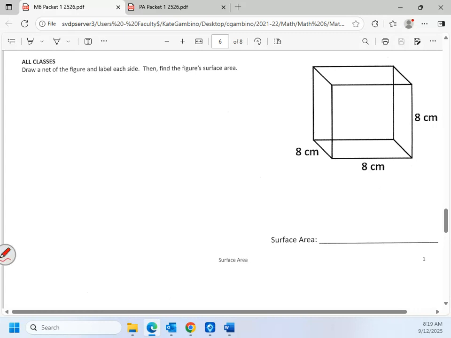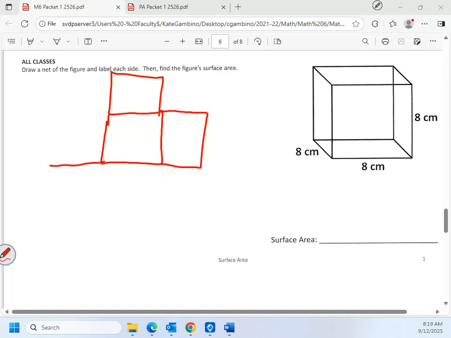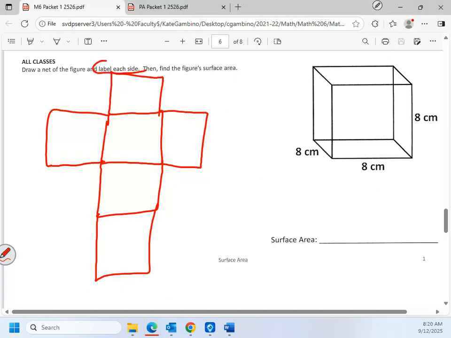I'm going to have my bottom, and then there are 4 sides. And then I also have the top. Okay. So that's laying out our shape into its net. Then it says label each side. So every line needs a dimension.